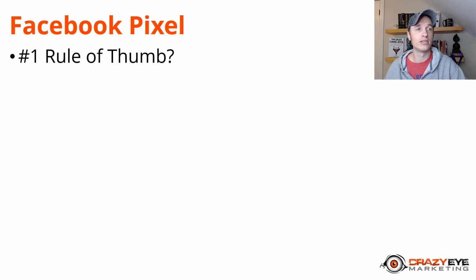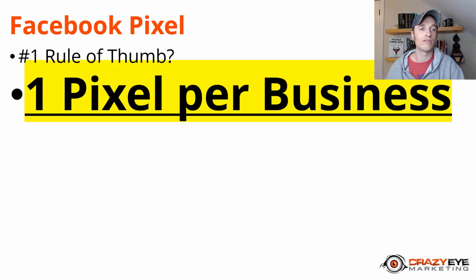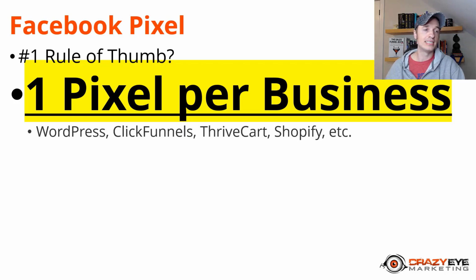All right, so Facebook pixel, number one rule of thumb. This is important right here, and it is 1 pixel per business. What that means is, you might have a WordPress website, you might have some funnels on ClickFunnels, you might be using Thrivecart, you might be using Shopify, but if it's all the same business, like you have funnels for that same business on Thrivecart and on ClickFunnels and on WordPress, 3 different platforms but all for one business, you'll use that same pixel for all those different platforms.